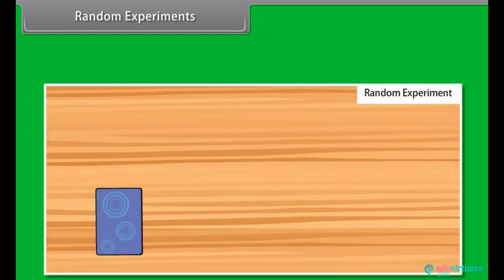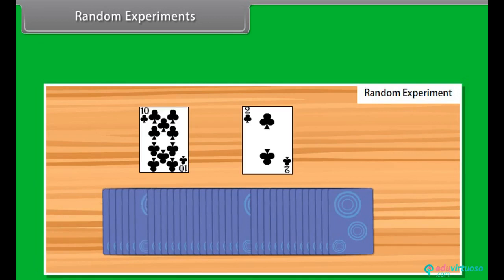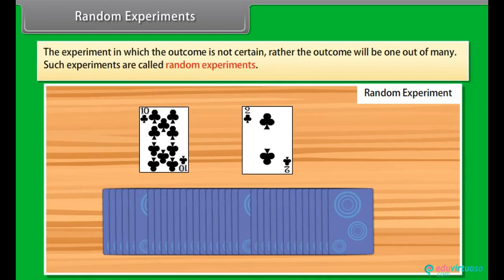But we also perform experiments like drawing a card from a well-shuffled pack of playing cards, where the outcome is not certain. Rather, the outcome will be one out of many. Such experiments are called random experiments.